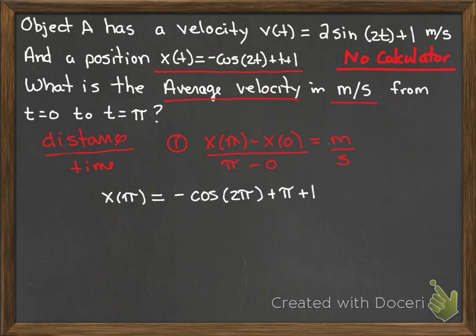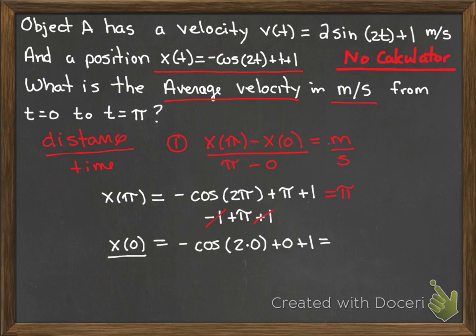And so that first position will be negative cosine of 2 pi. Cosine of 2 pi is going to be 1. So we've got negative 1 plus time of pi plus 1. We can see the negative 1 and the positive 1 cancel out. So we're left with just pi.